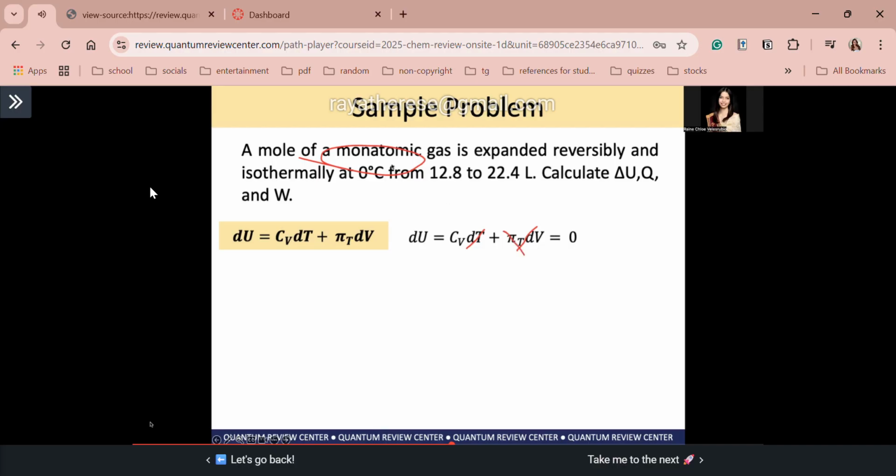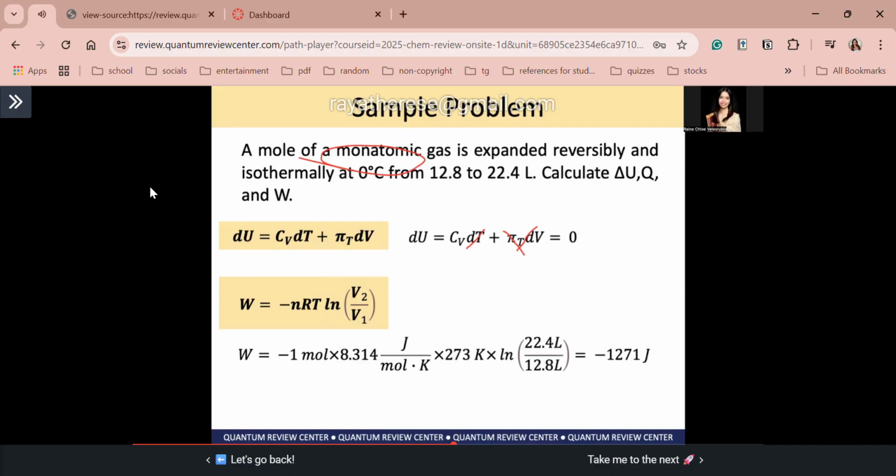Ma'am, it's not stated that this is an ideal gas. But guys, it's also not stated that this is a real gas. Therefore, we assume that in this problem, the gas is ideal. Okay? Now, knowing delta U, we now solve for W. Because we know the equation for work, which is equal to negative nRT ln V2 over V1. Solving, we get W is equal to negative 1 mole times 8.314 times 273 Kelvin times ln of the final volume, 22.4 liters divided by 12.8 liters. That is equal to negative 1,271 joules. And we know from this relationship that Q is equal to 0, which is the internal energy, minus negative 1,271 joules, which is your work. Therefore, Q is equal to 1,271 joules.